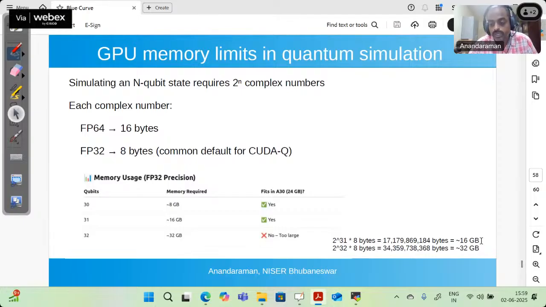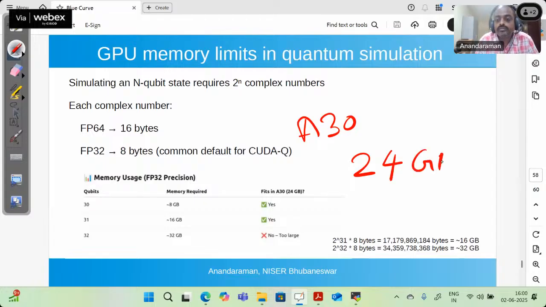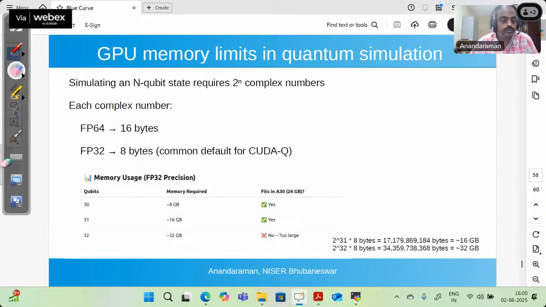31 qubits is 16 GB. For 32 it becomes 32 GB. But my GPU A30 has only 24 GB. That's why after 31 it is creating error. So I am able to execute up to 31 qubits. I can create 31 qubits entanglement. But when I try for 32, it is telling memory limit. There is no memory for you. Understood? Okay.